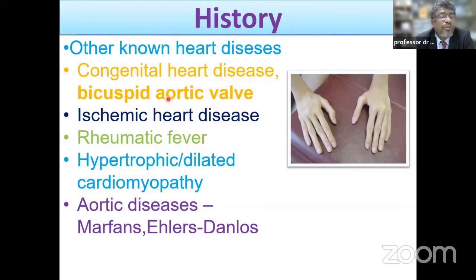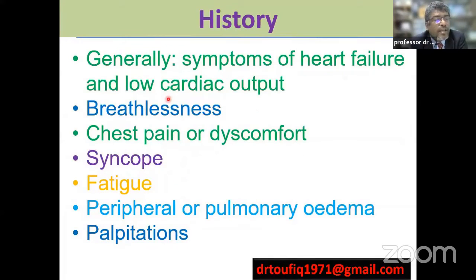And there may be hypertrophic or dilated cardiomyopathy, or aortic diseases like Marfan syndrome or Ehlers-Danlos syndrome. These are connective tissue diseases, and a connective tissue disease may involve the aortic valve structure, and there is aortic valve dilatation. That may lead to the development of aortic regurgitation. How patients usually present was already discussed in our case study.